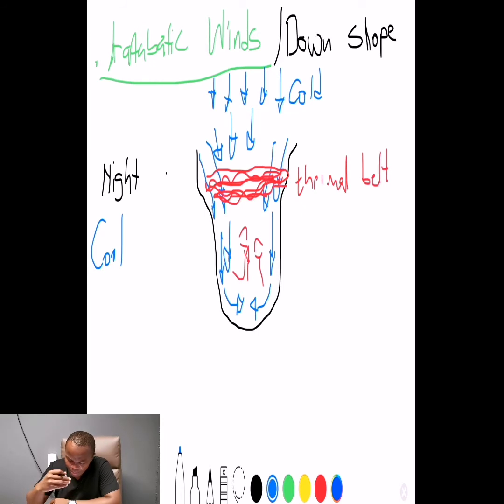Why is that the case? Because it has what? The warm air. Because as this warm air was chased out within the valley, it left what? The cold air within the valley floor. Okay, so this is the warmest area of the valley, the thermal belt.